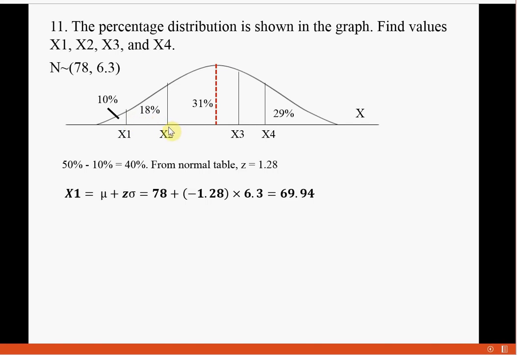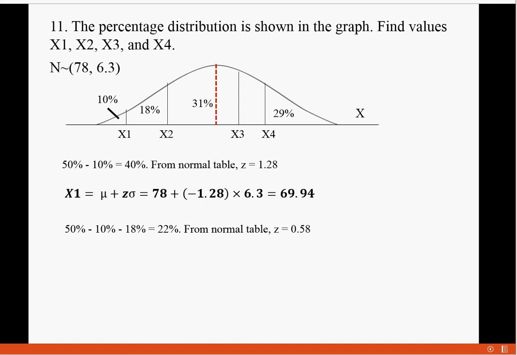Now you want to find out the percentage from x2 to the mean. What do you do? Subtract the big corner, 28%, from 50%. You subtract 10% and 18% from 50%, you obtain 22%. So from x2 to the mean is 22%. Use this 22% to go to the normal table to find the z-score.